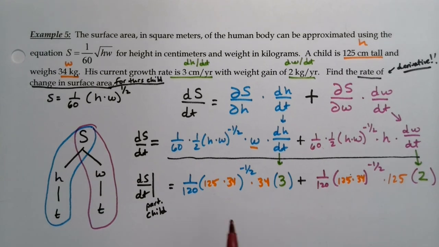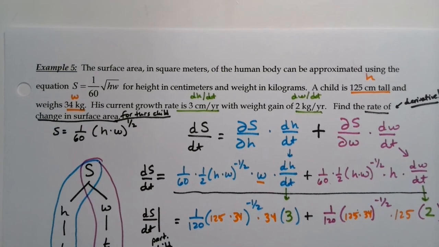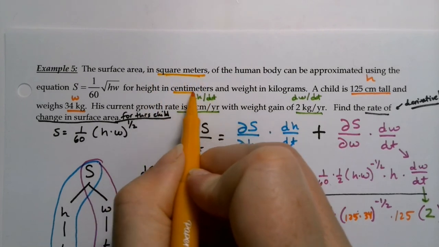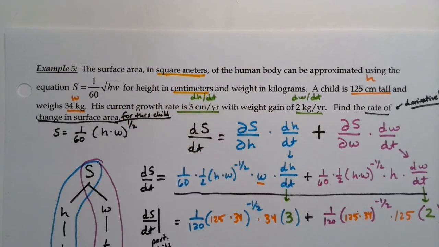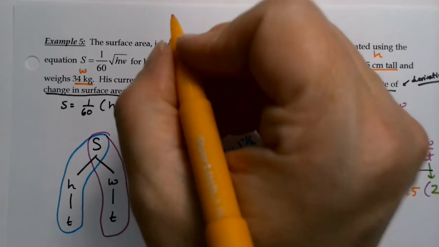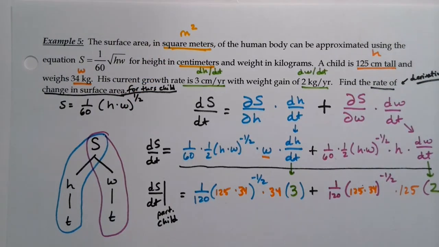Now it's a little bit strange because when you look at this, it says the surface area in square meters of the human body can be approximated. So it says square meters and then it has centimeters in the formula, which is kind of interesting. So that means that when we come up with this answer, it's going to be in meters squared because they told us so. Meters squared right there.